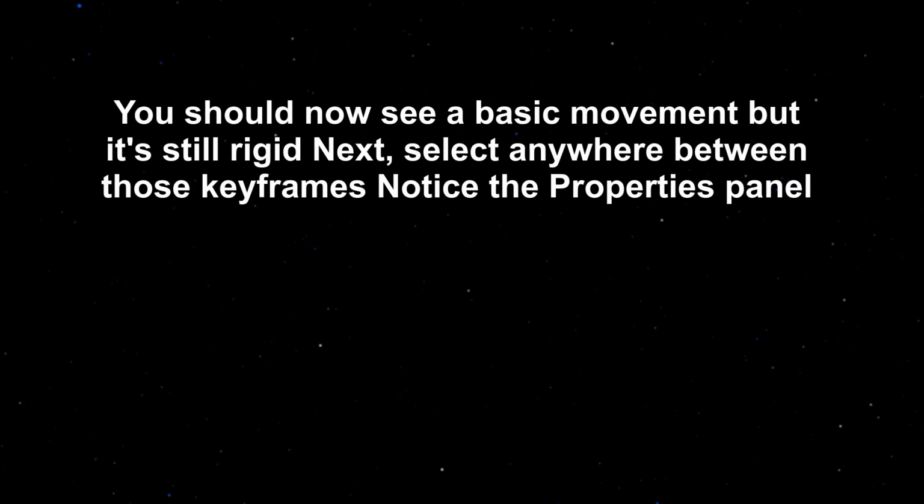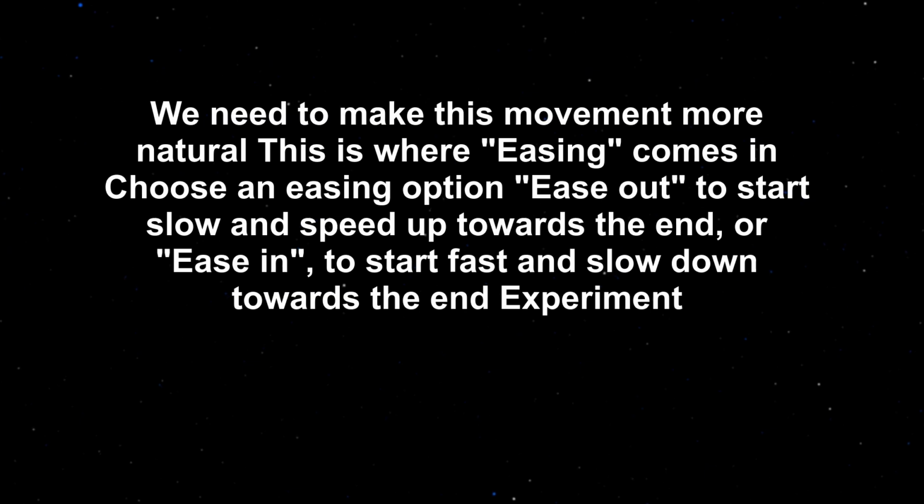You should now see a basic movement, but it's still rigid. Next, select anywhere between those keyframes. Notice the Properties panel. We need to make this movement more natural. This is where easing comes in.